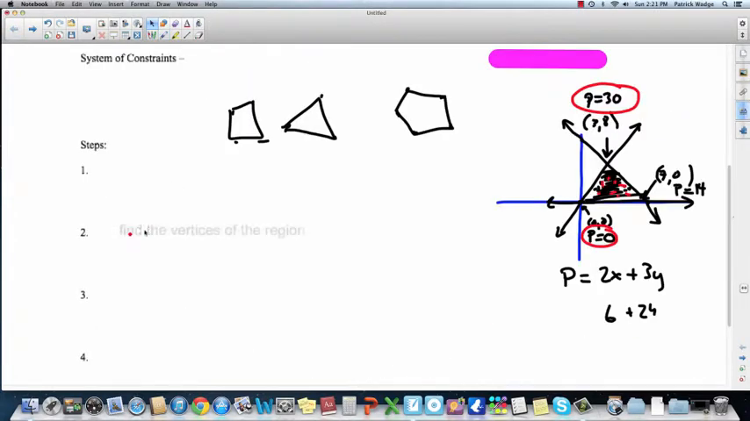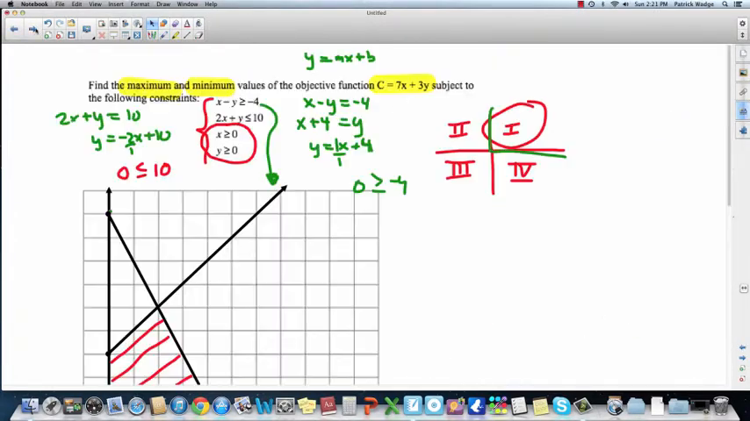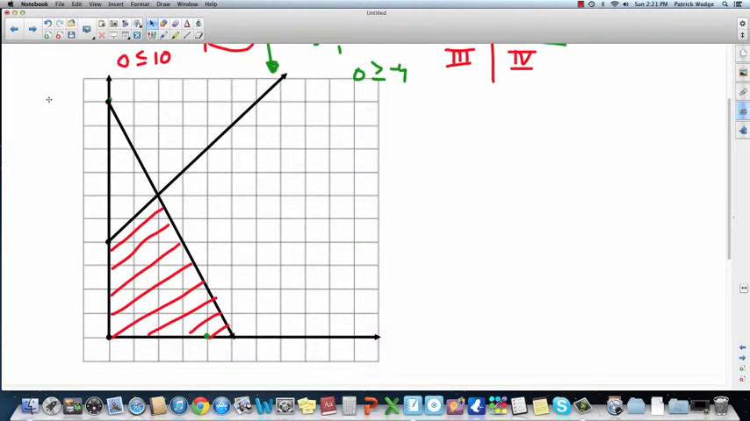Step 2, find the vertices. Okay, so I look in my shaded region, and I don't have to worry about all the points in here. Thank goodness, that would take an eternity to figure them all out. I only have to worry about this vertex, this vertex, this vertex, and this vertex. Those are all the 4 vertices of this polygon here.